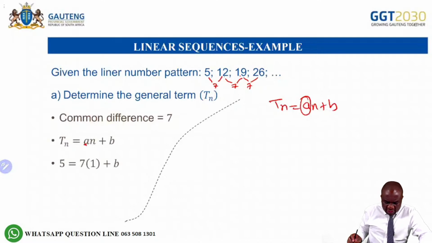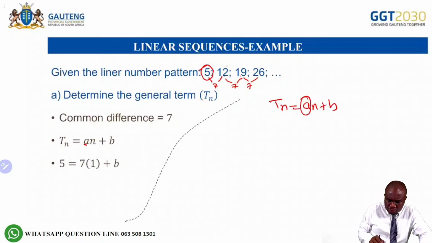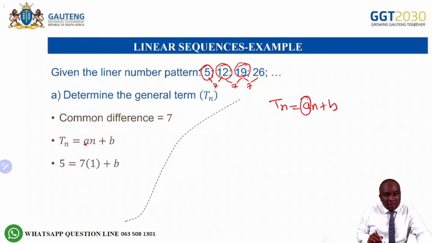Right, and then now I chose to use the first term, but it's not a must. If you use 12, then where there's n, you must put 2. If you use 19, where there's n, you must put 3. If you use 26, where there's n, you must put 4. But let's just use the first term so that you avoid these big numbers. Okay, so 5 is the first term, that's the term in the sequence.